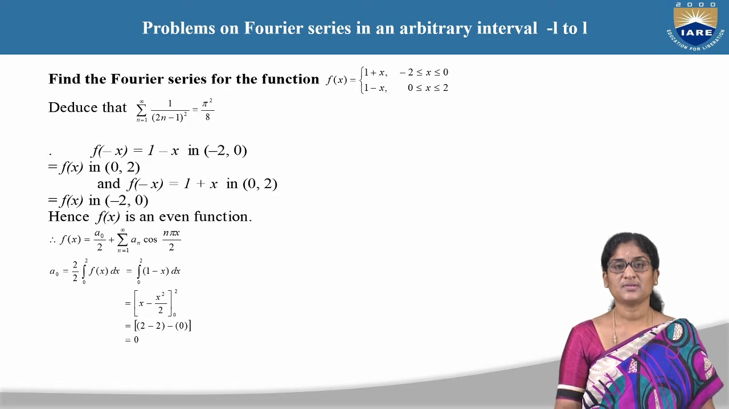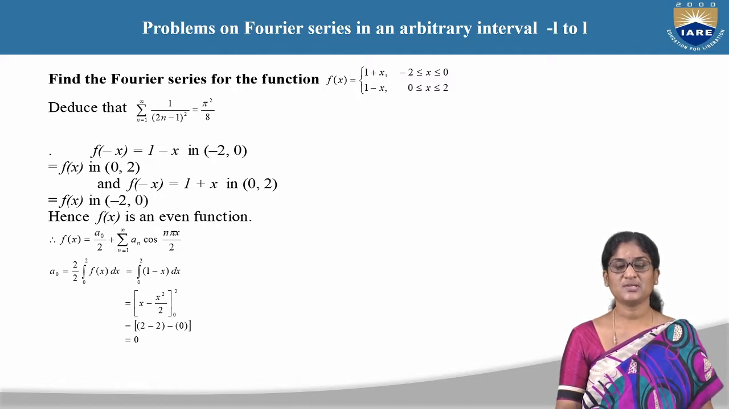summation an cos nx plus bn sin nx. Here a0, an and bn are called as the Fourier coefficients. We need to find out the Fourier coefficients a0, an and bn. Now we'll see one example in the interval minus L to L.